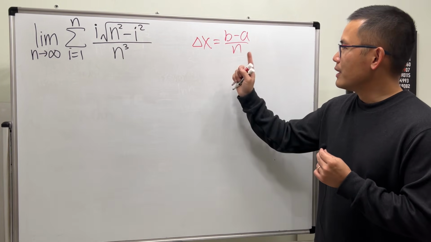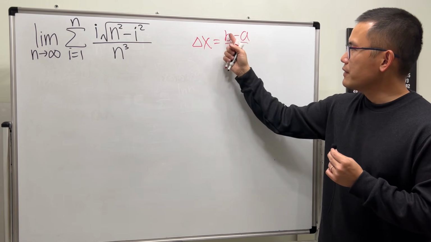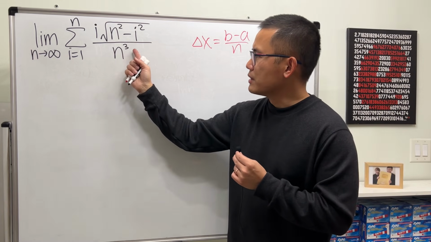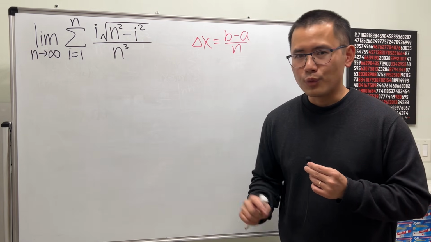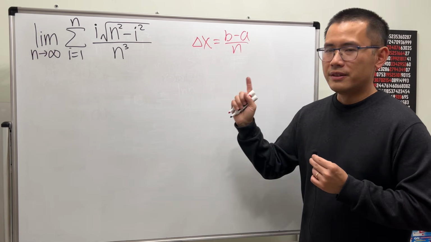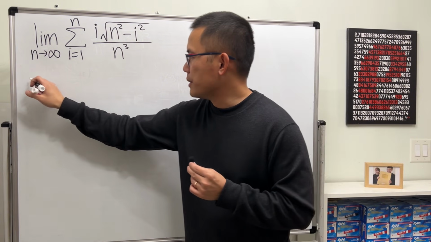The key is that to get the delta x, we must have a number over n to the first power. But this is n to the third power. We don't want that. We just want n to the first power. And also, the top should just be a number, not a random index i. So let's rewrite this a little bit.